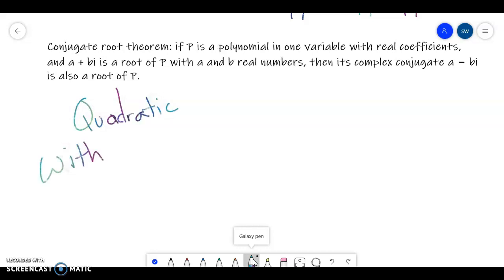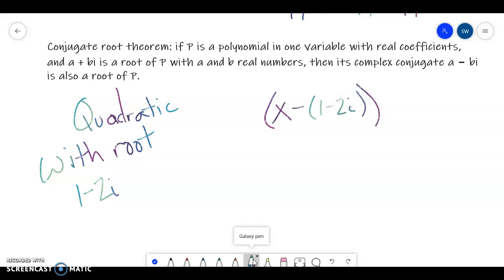Let's find a quadratic with root, I don't know, 1 minus 2i. That's an i, believe it or not. So if it has a root of 1 minus 2i, remember, if it had a root of 2, you would write a factor of x minus 2. But if it's a root of this complex number, it doesn't change anything. So it becomes x minus (1 minus 2i). And the conjugate root theorem states, if that's a root, then so is its conjugate.